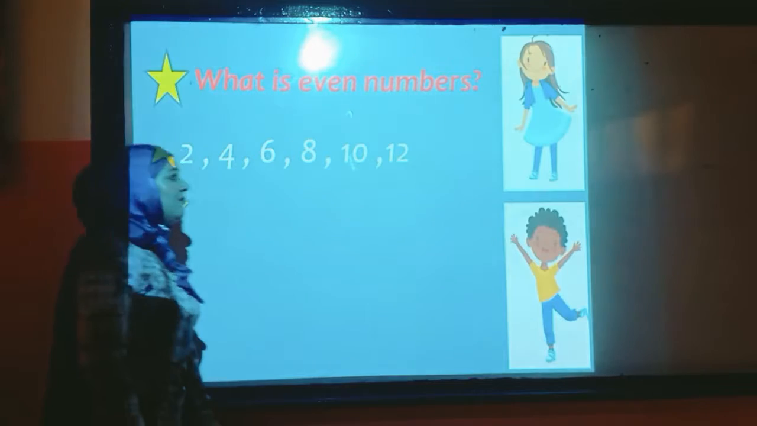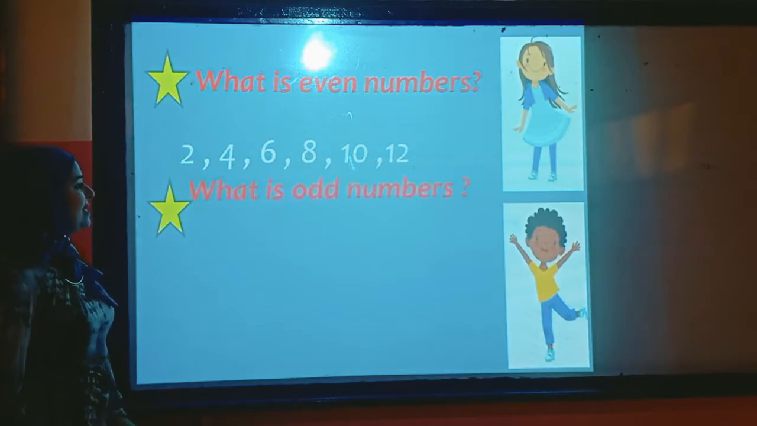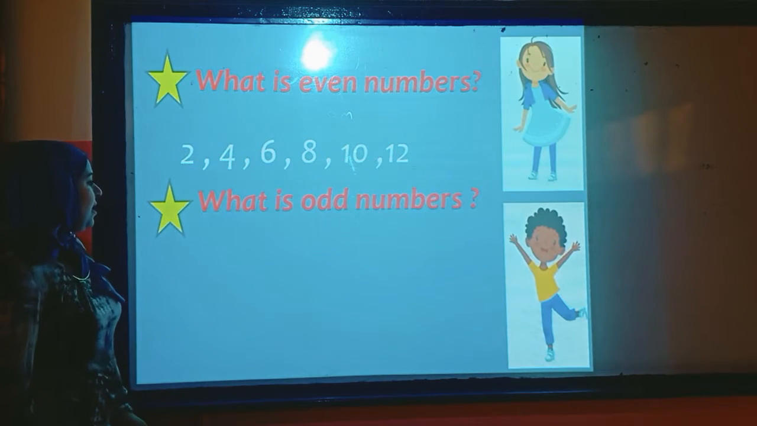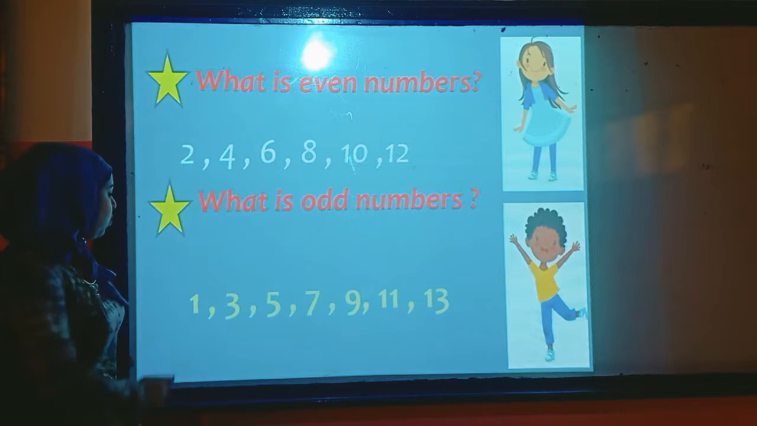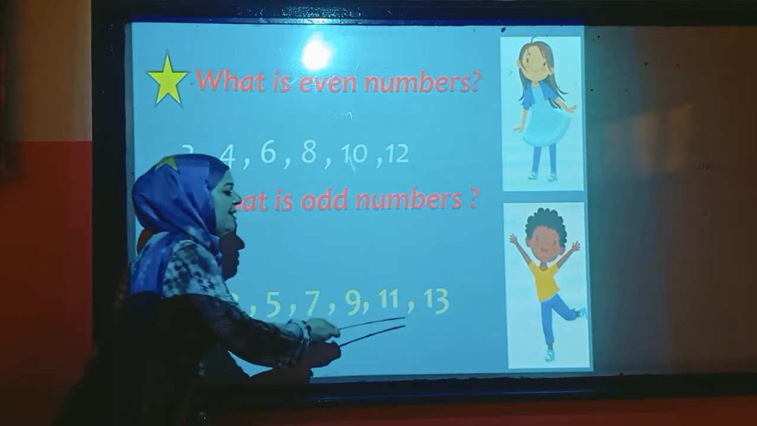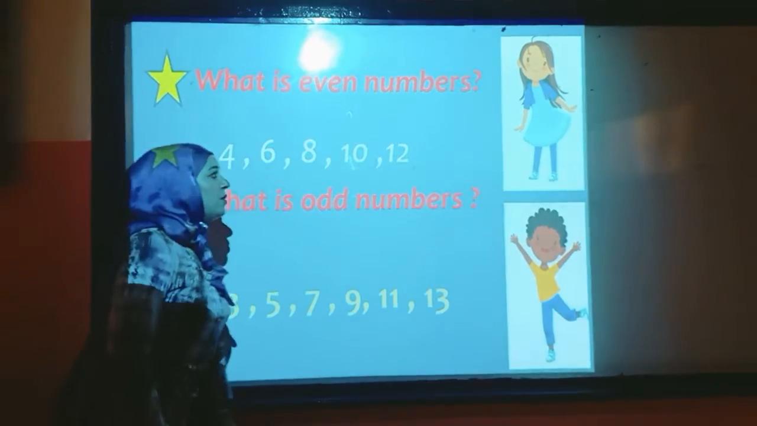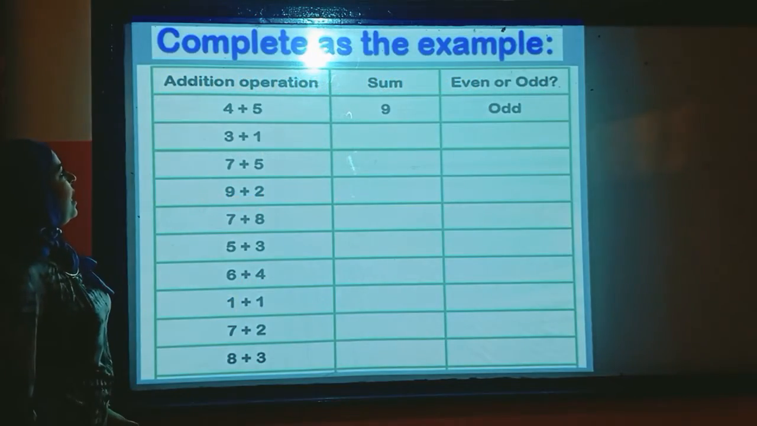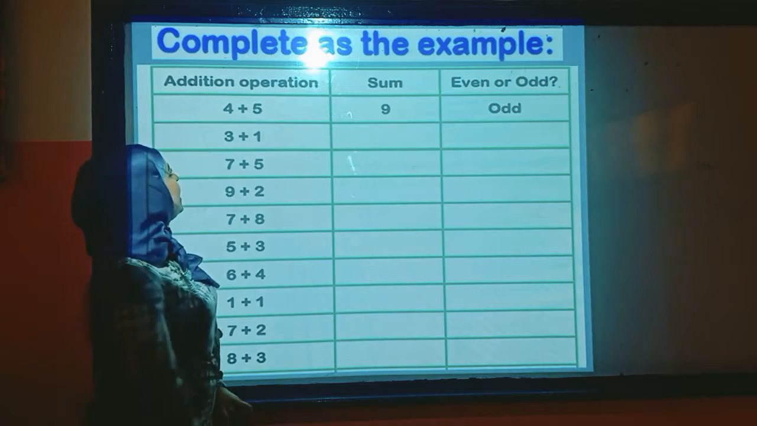Number 12. And what is the odd number? Yeah, odd numbers are 1, 3, 5, 7, 9, 11, and number 13. Okay, complete as the example.